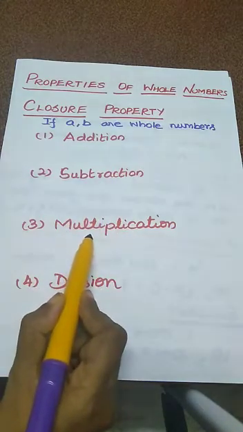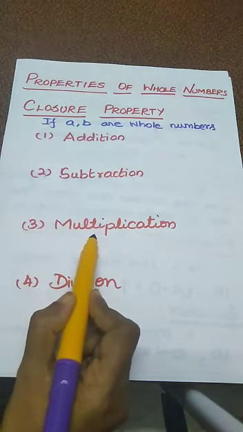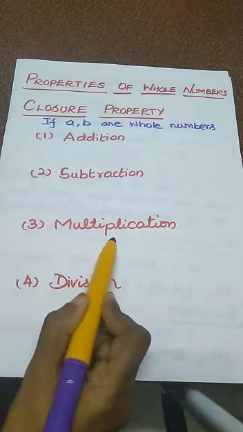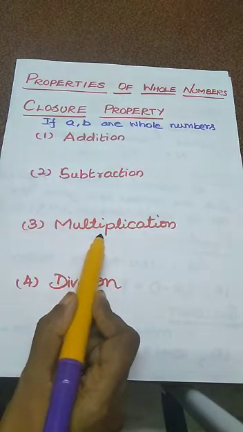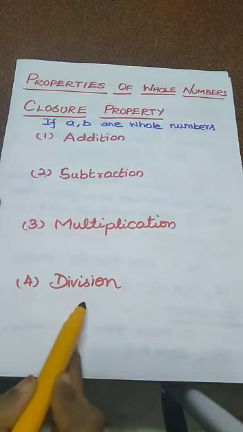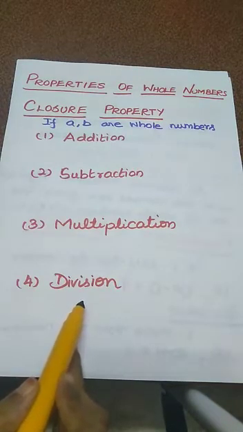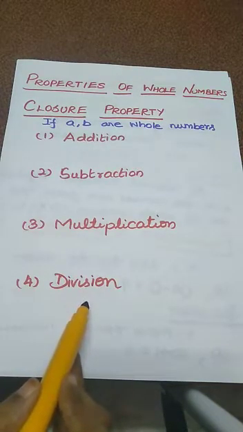In multiplication, it is true, because if you multiply any two whole numbers, again you get a whole number only. So multiplication is true under the closure property. The last one is division. Actually, A by B also may or may not be a whole number.